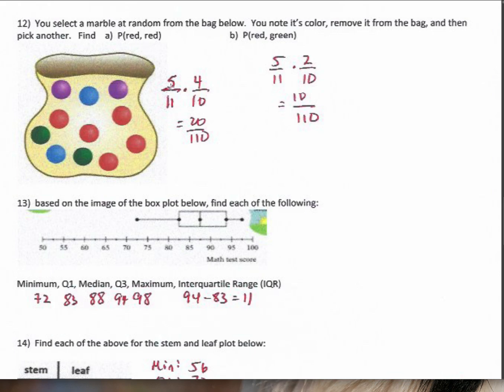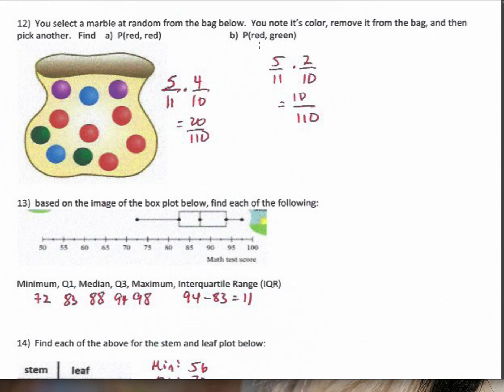Well, the first one is 5 out of 11. Okay. And then the next one, you took that red out. It's not in there anymore. So now there's only 4 reds left out of only 10 marbles remaining. So 5/11 times 4/10 is 20 over 110.